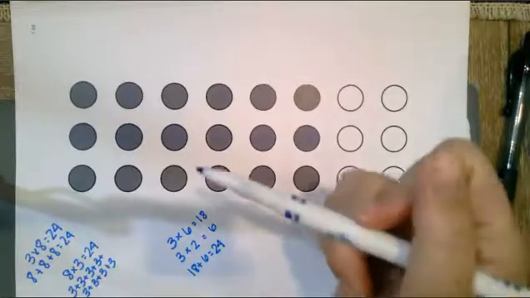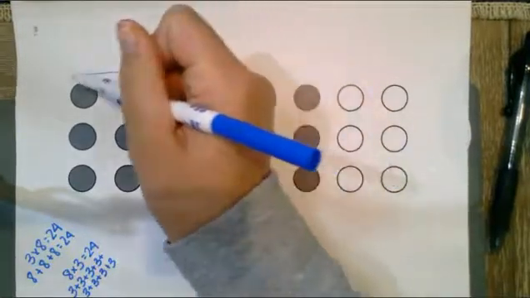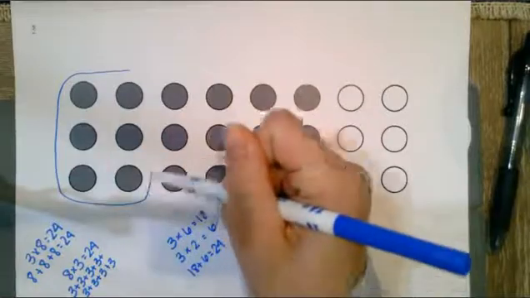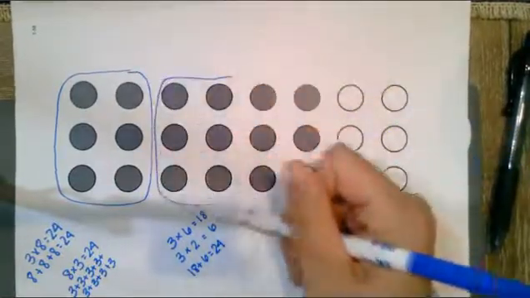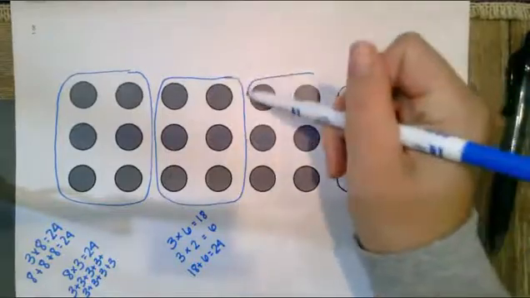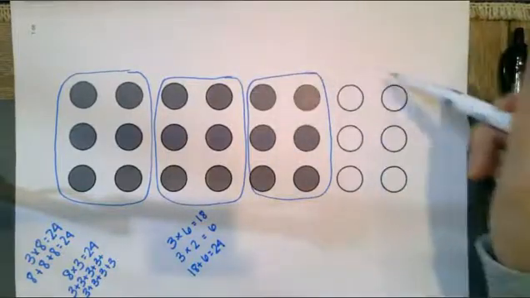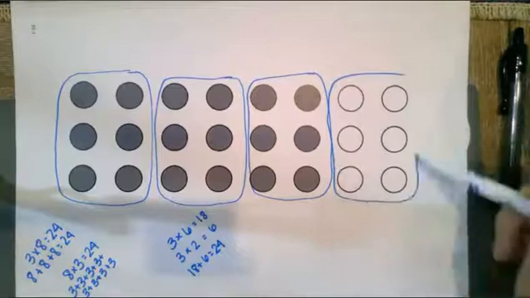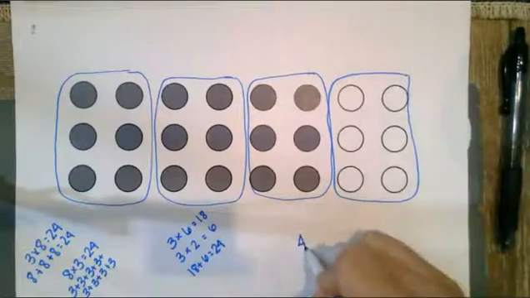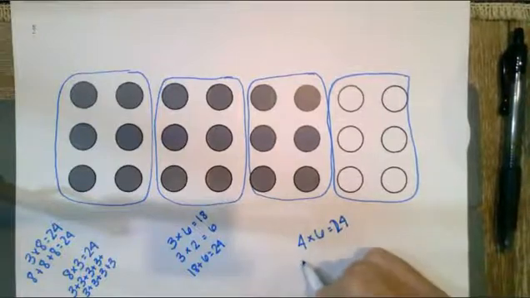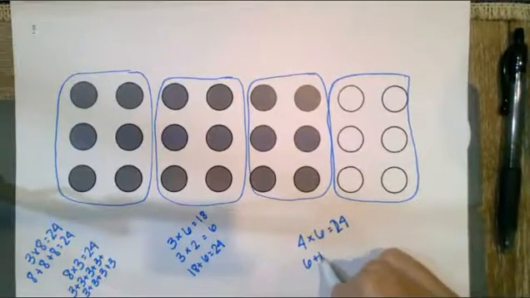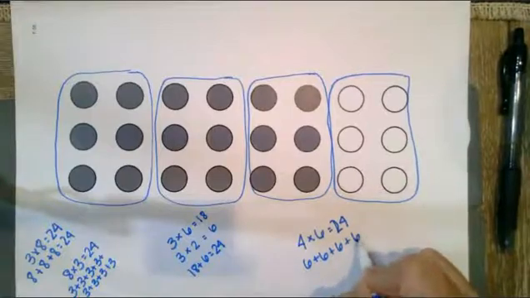You also may have just noticed that there are 4 equal groups. I'm going to actually draw on it for this one because this one's a little bit harder to visualize, but you might have just seen 4 groups of 6. So 4 times 6 is equal to 24, or just 6 plus 6 plus 6 plus 6.